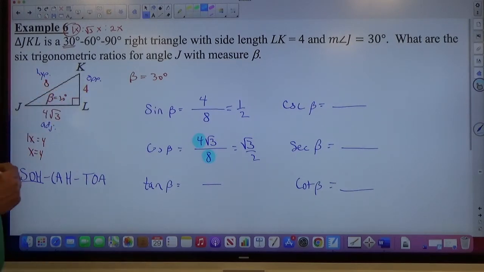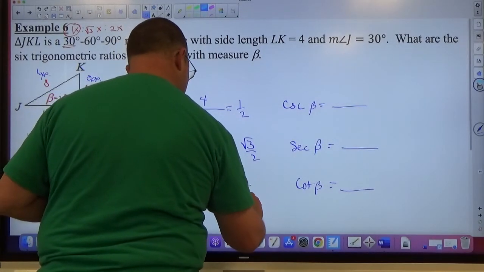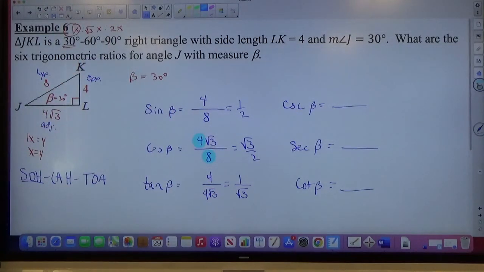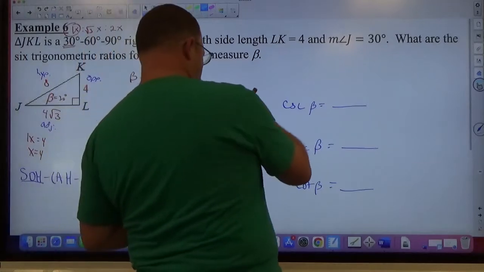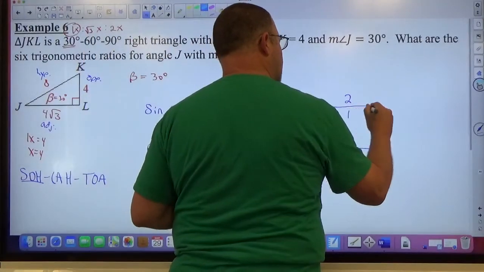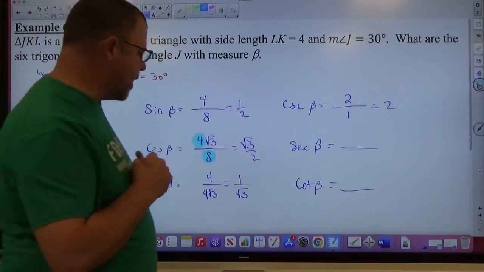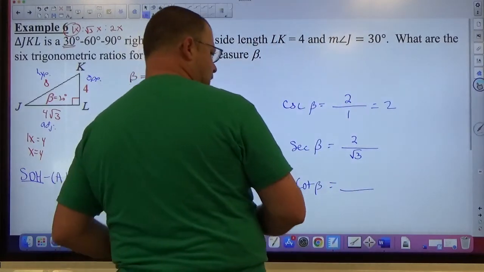Tangent is opposite over adjacent, that's 4 over 4 times the square root of 3, which is 1 over the square root of 3. Now obviously I need to fix that, but I don't want to fix that until I make all my reciprocals. All right, so everybody comfortable with what I got so far? Sine, cosine, and tangent based on SOHCAHTOA with the 3 side values that I know. So cosecant reciprocates sine, so 1/2 is sine, reciprocating it is 2 over 1, better known as 2. Secant reciprocates cosine, so I'm going to flip that over, I'm going to get 2 over the square root of 3. That of course needs to be fixed, so I multiply top and bottom by the square root of 3.